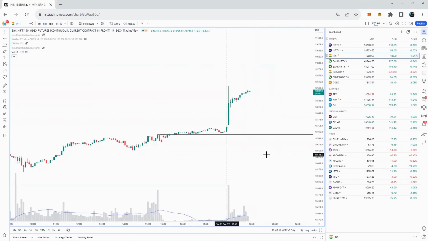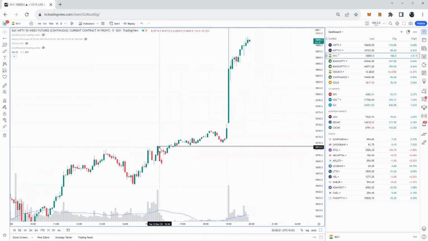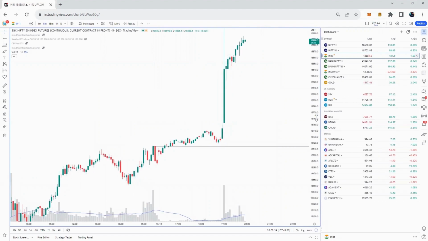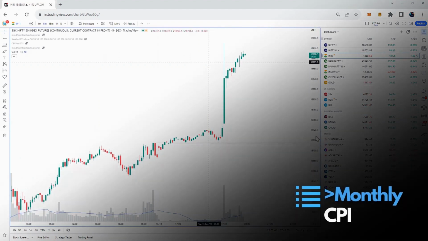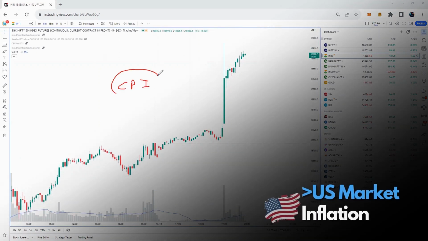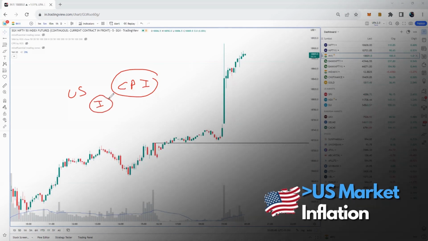That means, even after our market got closed, this SGX Nifty kept on continuing. Till 7 o'clock it was over here, and then this huge jump happened. Why did this huge jump happen? Because around 7 o'clock today, the monthly CPI index will be released. That is nothing but US market inflation.